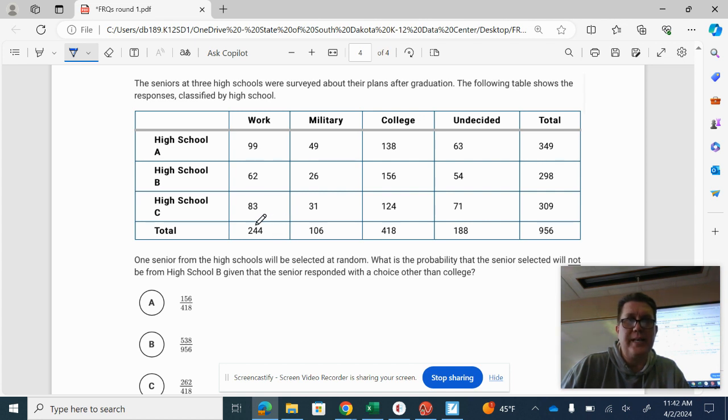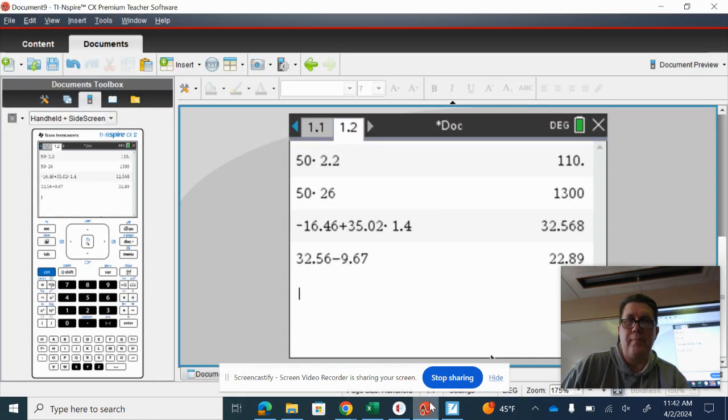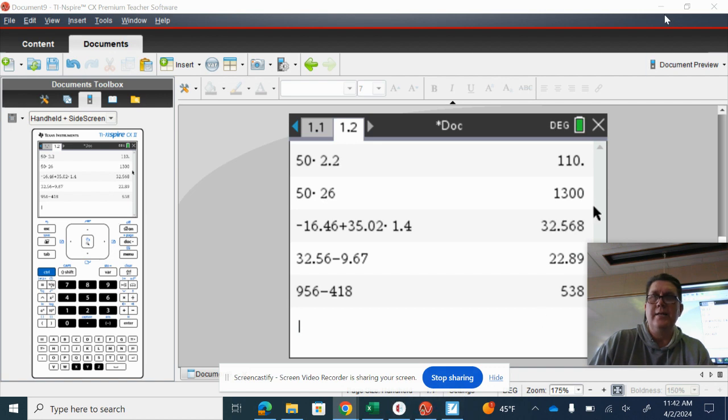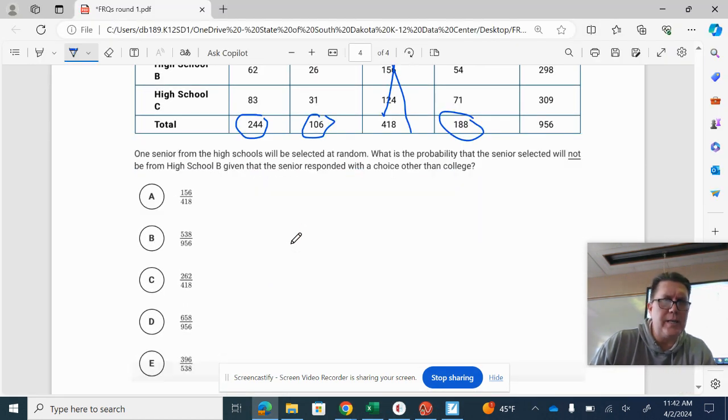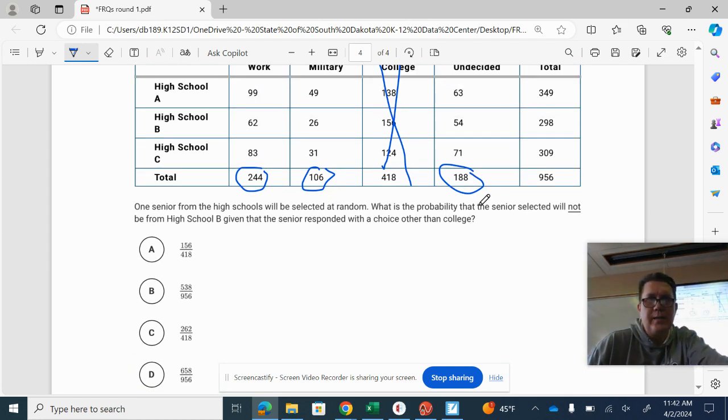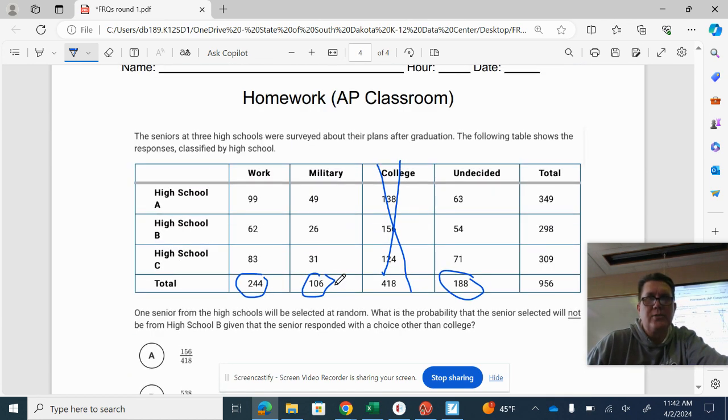Okay, so we'd have to get, first of all, we can't get these values in here. So it's out of these 3 groups. So a couple ways we could get it. We could add those 3 together, 244, 106, 188, or we could take 956 minus the 418. That's the only one out of there that we wouldn't need. So the bottom number we're drawing out of the 538 students potential. So it should be out of 538. I think our only option is going to end up being E because it's the only one that's drawing out of those groups. But then they will not be from high school B.